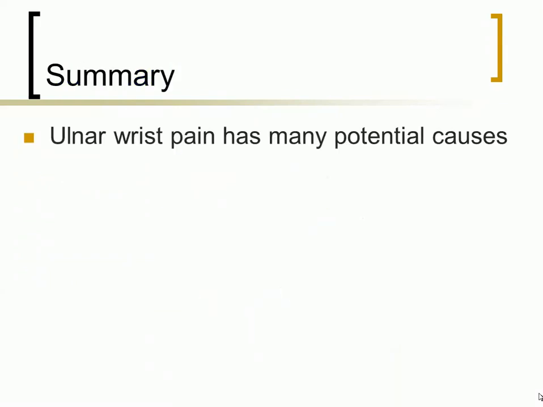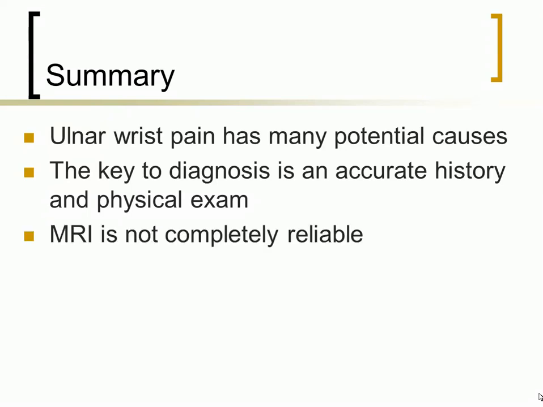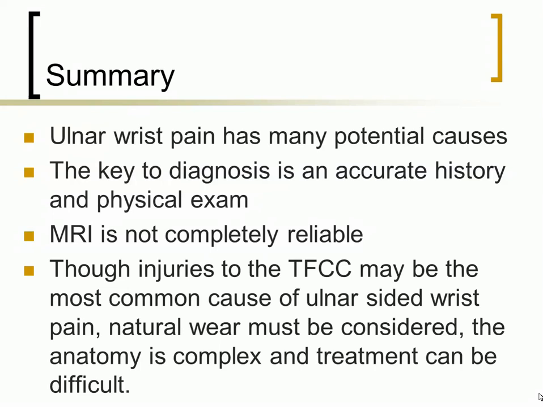We're almost done. In summary, ulnar wrist pain has many potential causes. The key to diagnosis is an accurate history and physical exam. MRI is not completely reliable. And though injuries to the TFCC may be the most common cause of ulnar-sided wrist pain, natural wear must be considered. The anatomy is complex and treatment can be difficult.